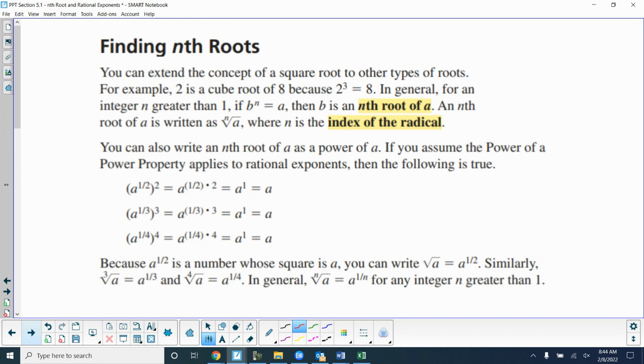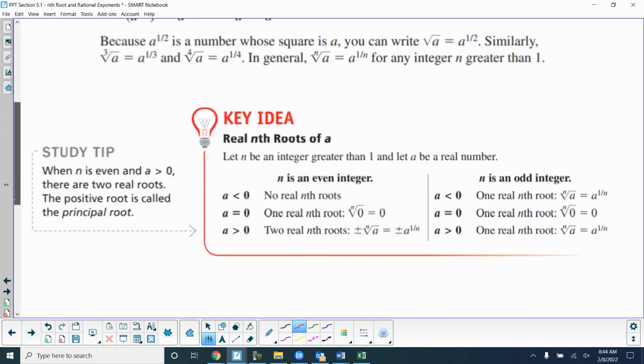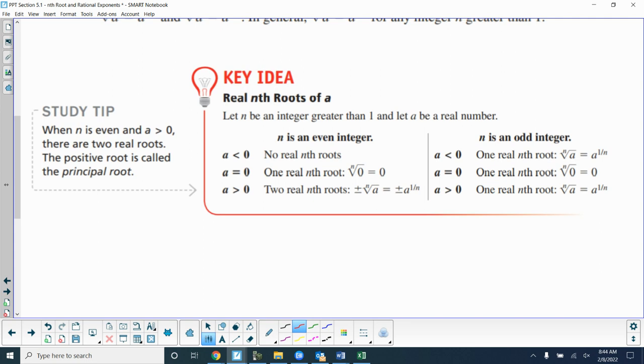Okay? So that's what they're saying there. All right. So, key idea. When the index is even, like square root, or 4th root, or 6th root, or 8th root, and your radicand, the number under the radical, is less than 0, what are numbers less than 0 called? Negative numbers. You can't do it. There's no real roots, right? That's when we started doing the imaginary roots, remember?